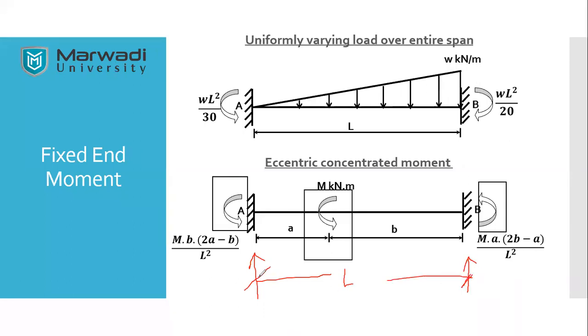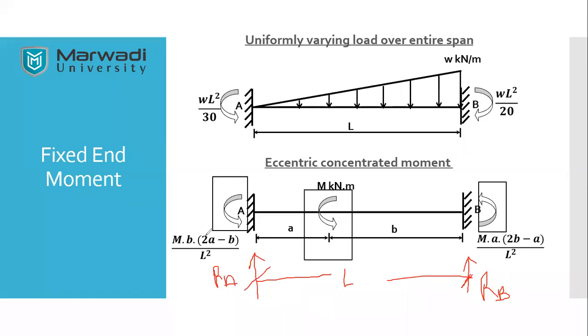Now, Solomon, can you guide me how to find out these reactions? Suppose I'm naming it as RA, and if I'm naming it as RB, how will I find the reactions? Use equilibrium conditions. Exactly, very nice, Solomon and Pratik.